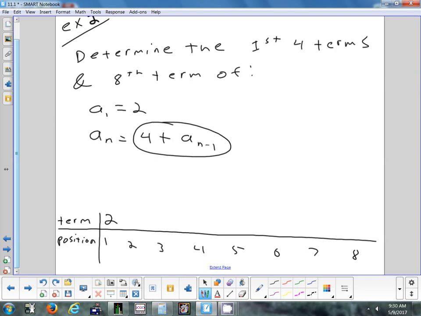So this is how you can think of it recursively. To get the next term in the sequence, take the term before it and multiply by r. Okay, so to get the next term, take the one before it and multiply by r. r is called the common ratio of the sequence.